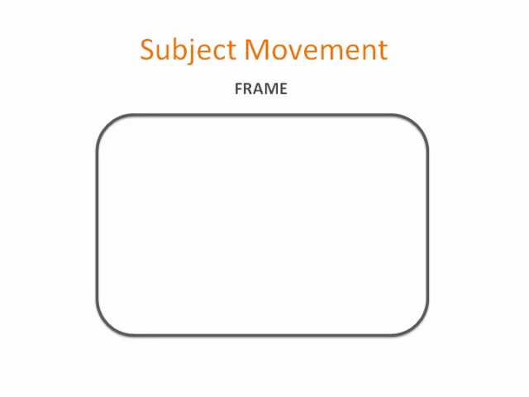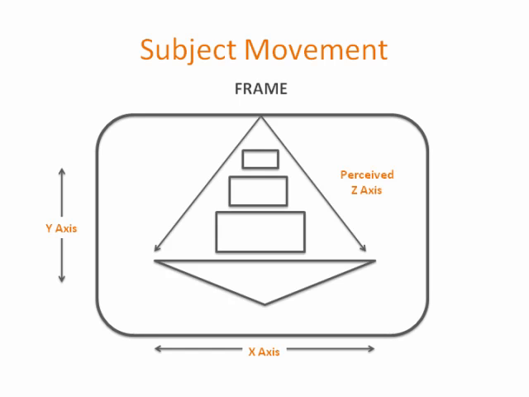When you're doing the subject movement, there are three different directions that you can move within the frame. We'll start out talking about the x-axis, which runs horizontally. And then we have the y-axis, which runs vertically. And also the perceived z-axis, which is the most powerful, but you should use it very cautiously and make sure that you are getting the best shot with that.